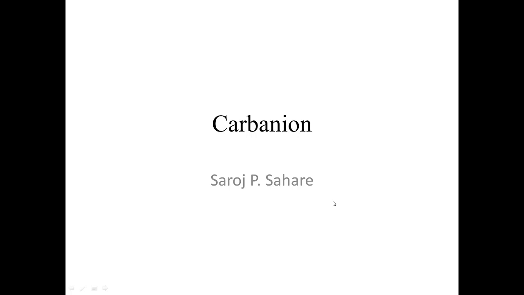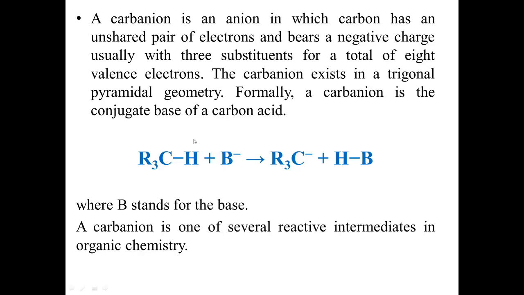In this lecture we will study the carbon anions: what carbon anions are and how their stability is determined. A carbon anion is an anion in which carbon has an unshared pair of electrons and bears a negative charge, usually with 3 substituents for a total of 8 electrons.